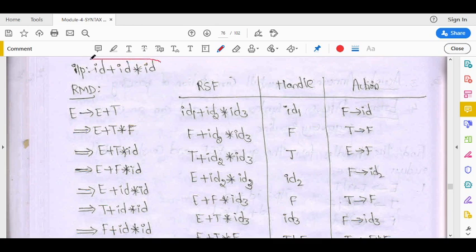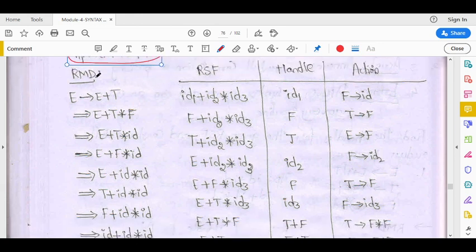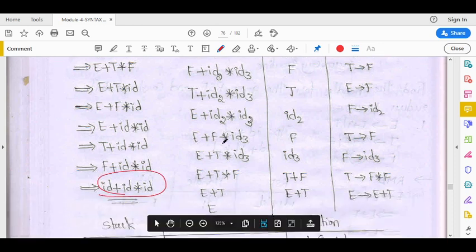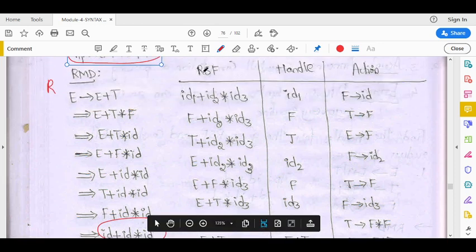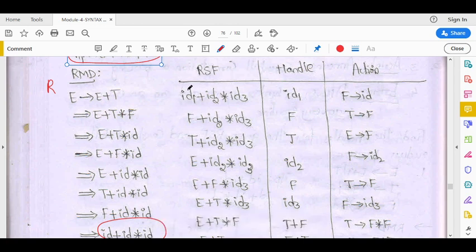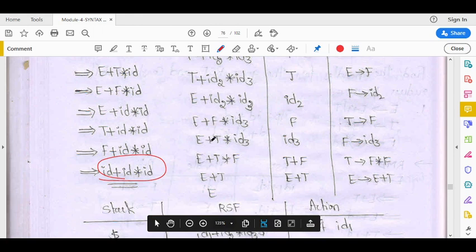With the same method, looking into this example, ID plus ID star ID. So with the rightmost derivation here, I start with the top, that is your root. So I start with the root, moving towards my input. Right, so that's the method which goes on here. I have taken my input here. So I am reducing the input from left to right. That is ID to F, F to T, T to E plus. E plus cannot be reduced, so this should be made as E plus T. So ultimately E plus T star F.